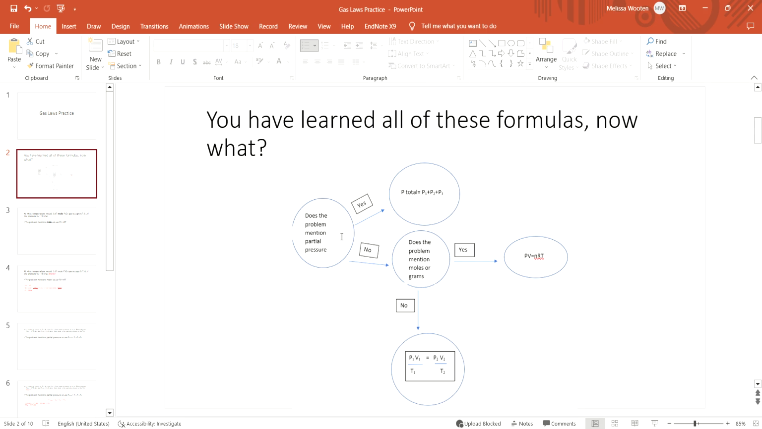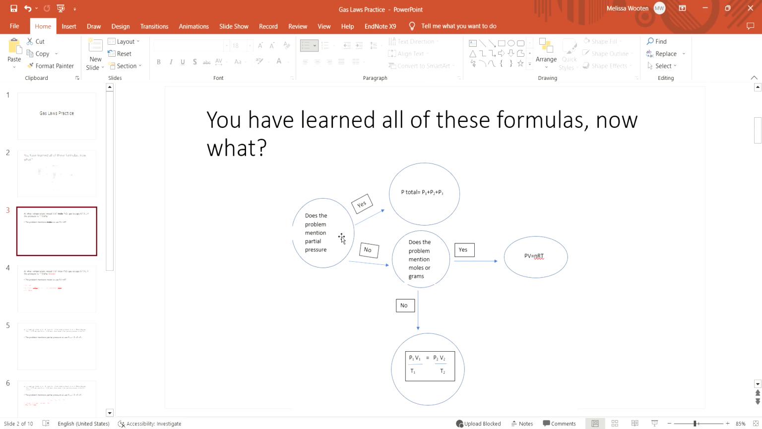So we're going to walk through the problems. You're going to logic your way through figuring out what formula to use, and then you're going to try the problem. And so you're going to get practice figuring out when to use what formula and then using those formulas and the correct units for each formula.